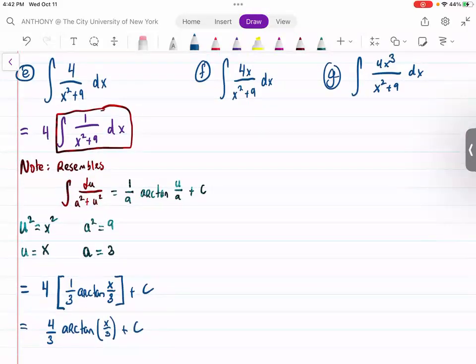So the idea in part E was just to recognize that the denominator was a sum of two squares, because we're adding. Anytime you see that the denominator is a sum of two squares, one way of integrating could possibly be the arctan rule. The arctan rule will be applied as long as the numerator is a constant.